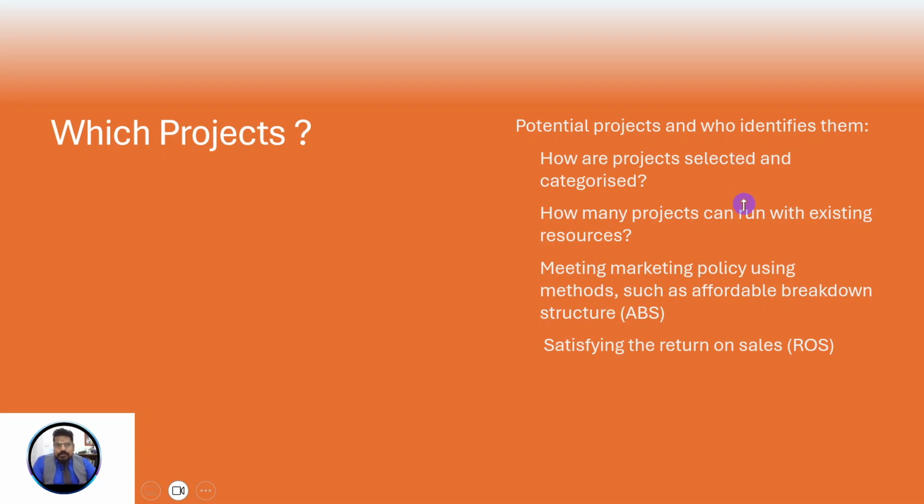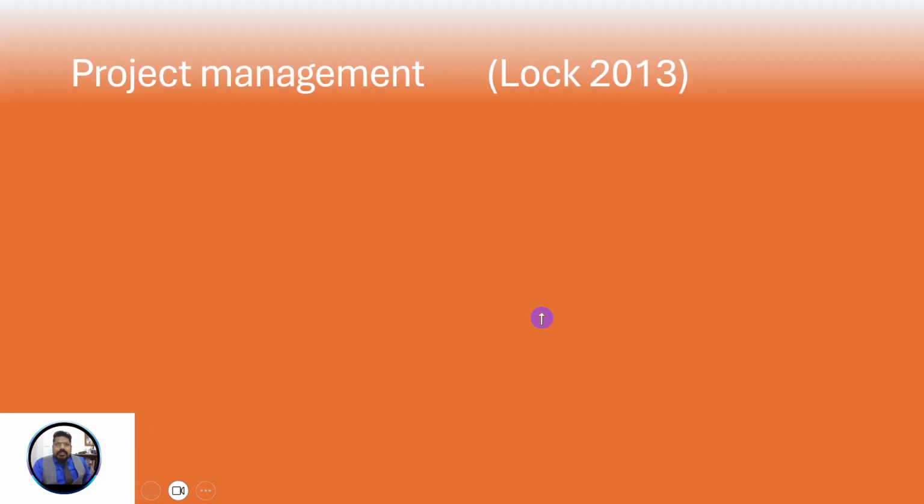And it is extremely important that you understand how many projects you can run with existing human resources plus resources like man, material, and machine. Meeting marketing policy using work breakdown structures and return on sales is another important thing.